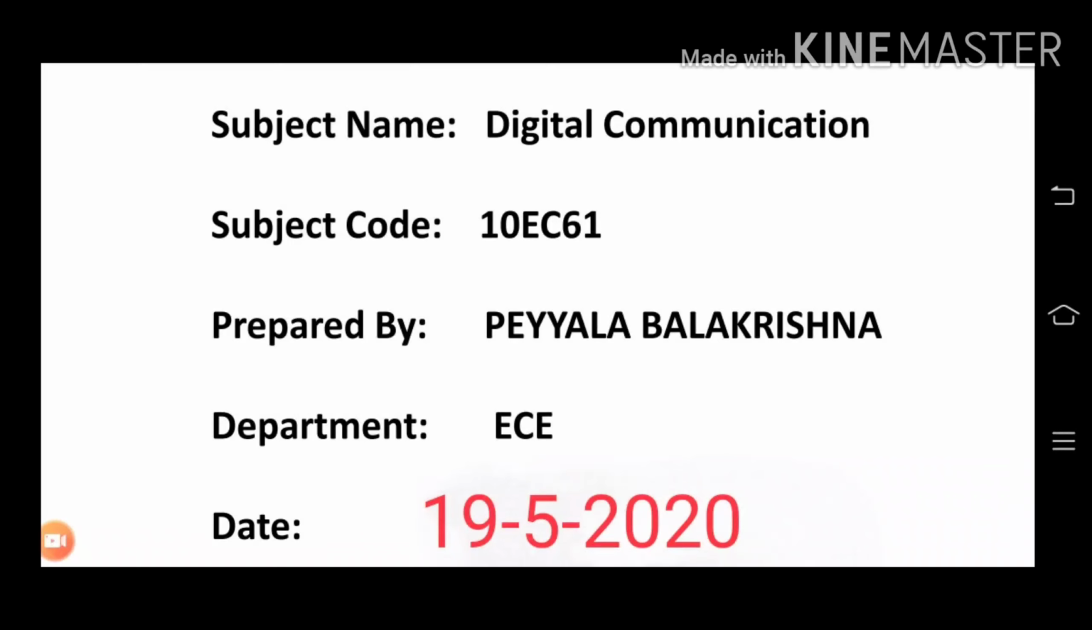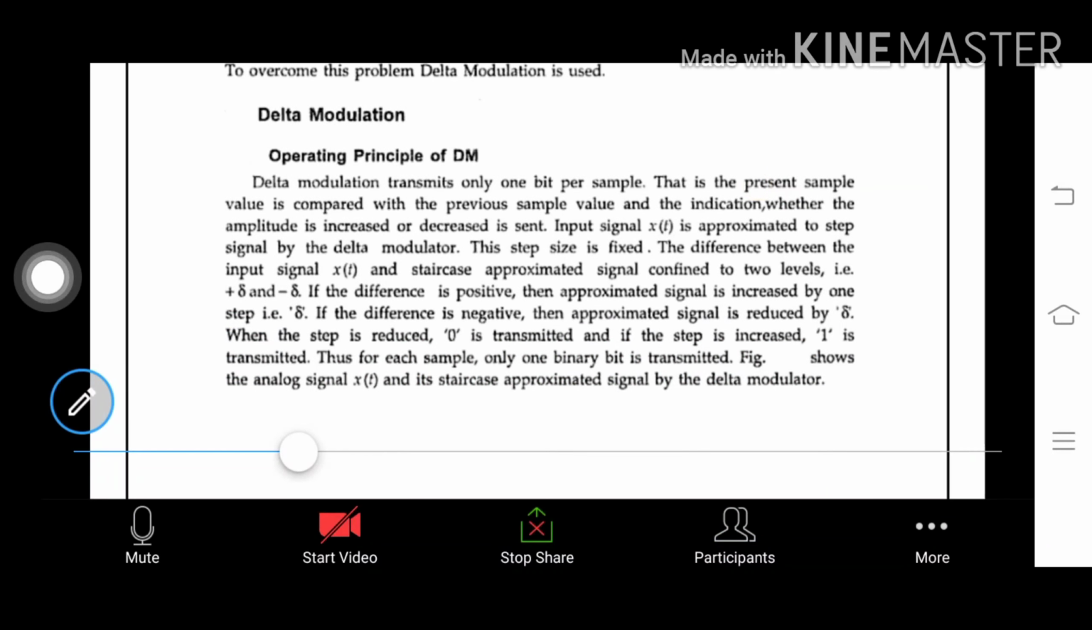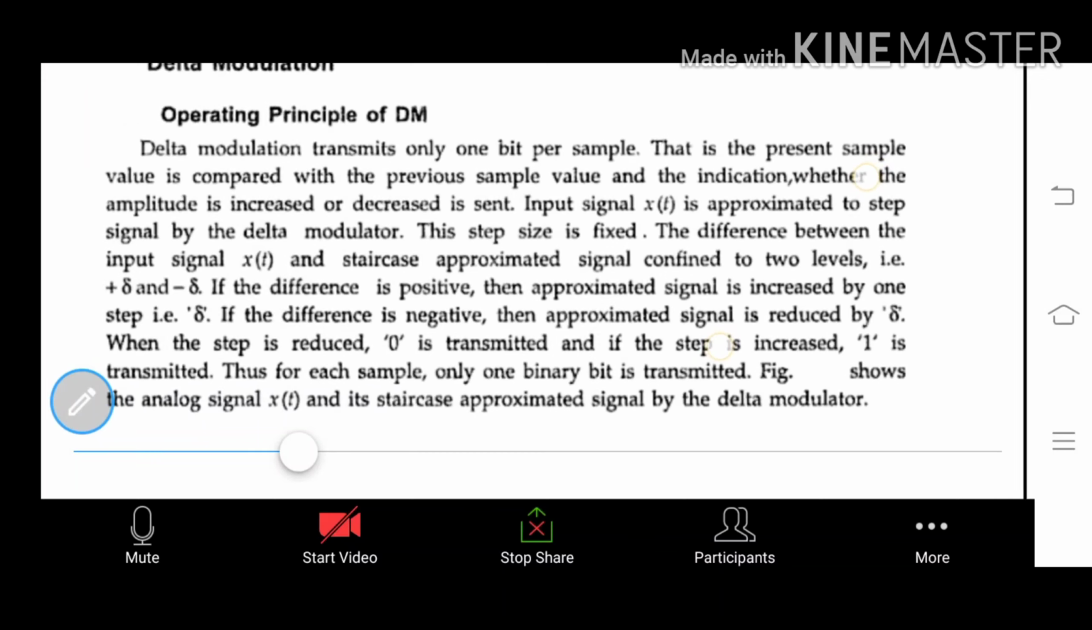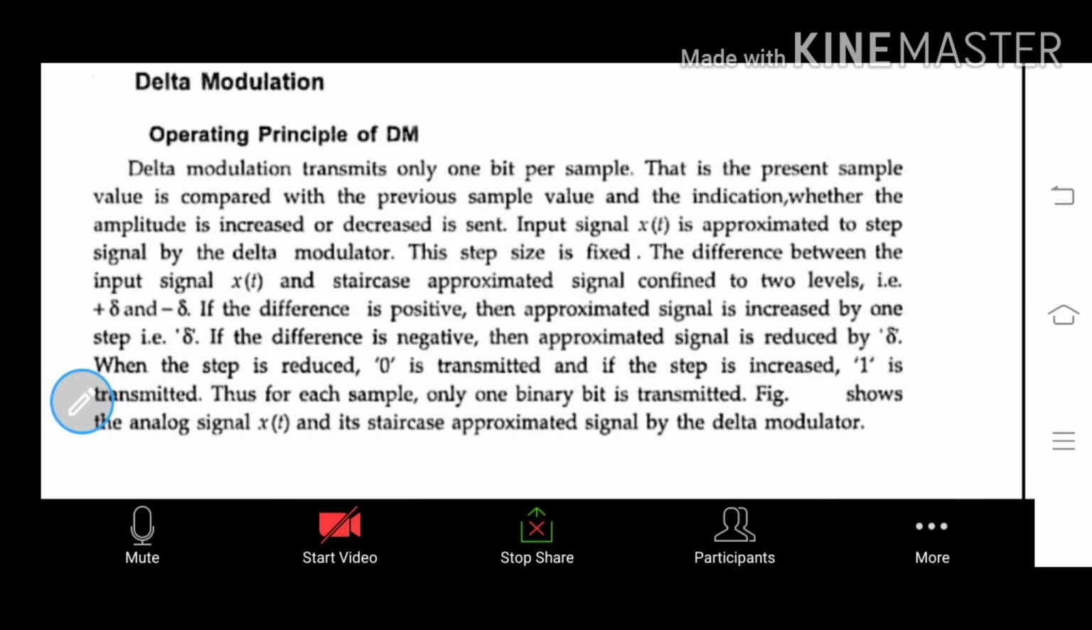Yesterday we discussed pulse code modulation, how to define pulse code modulation, and the transmitter and receiver side. Now, today we discuss delta modulation: how to define delta modulation and how to define the transmitter and receiver. Here you can observe the operations and principles of delta modulation.